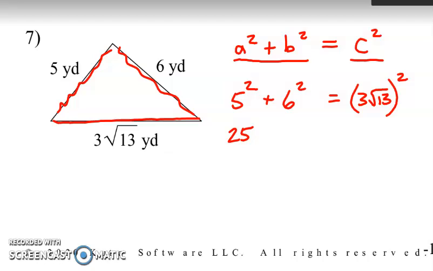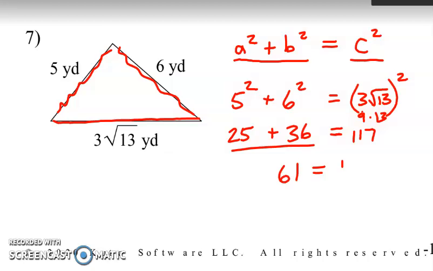5 squared is 25, 6 squared is 36, and then here we've got 3 times the square root of 13 squared, which is really like 3 squared, that's 9, times the square root of 13 squared, which is 13. And when you take 9 times 13, you get 117. When I add these two sides together, you see I'm nowhere close to 117. We're at 50, we're at 61, and that's compared to 117. So this isn't really equal at all, is it?